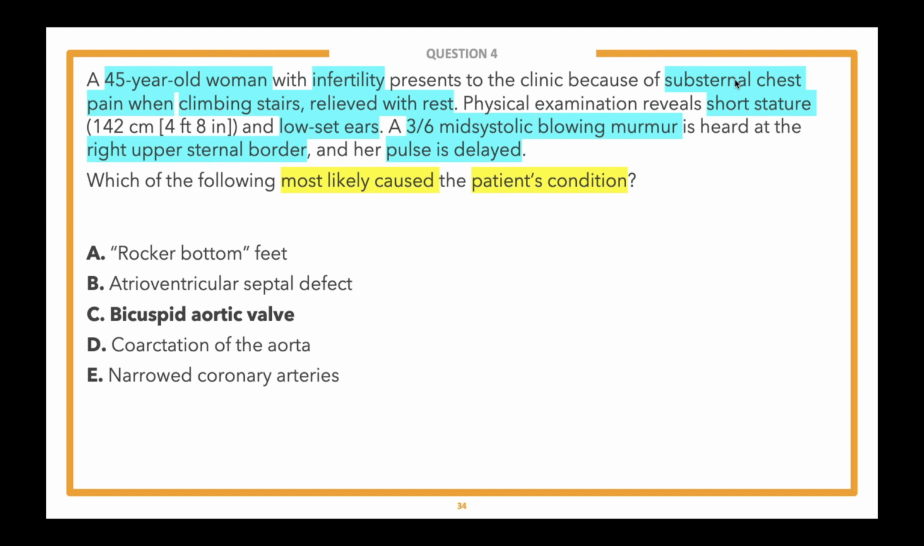One other thing to keep in mind is that mitral regurgitation can be due to a few things, such as papillary muscle rupture. What we were told is that this was a mid-systolic blowing murmur, specifically at the right upper sternal border. So this is more indicative of aortic stenosis and not any other congenital disorder outside of what we were told with Turner syndrome. So the best answer here is probably answer choice C, picking up on those additional clues that we talked about.